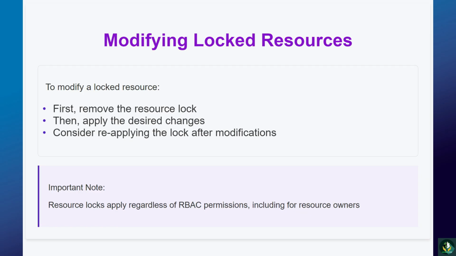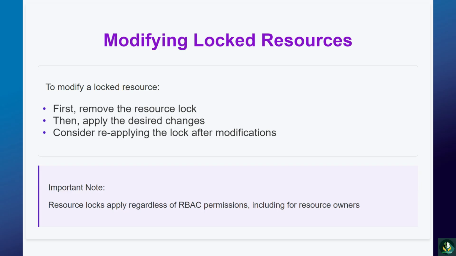This step is crucial and serves as a safeguard against accidental modifications. By requiring the explicit removal of the lock, Azure ensures that the user is fully aware that they are about to make changes to a protected resource. This step alone can prevent many unintended alterations, as it forces a moment of consideration before proceeding.